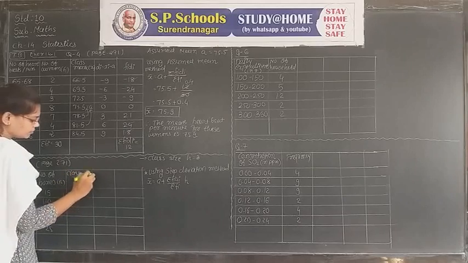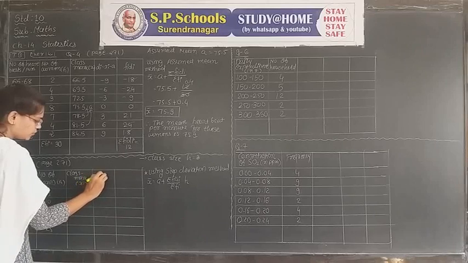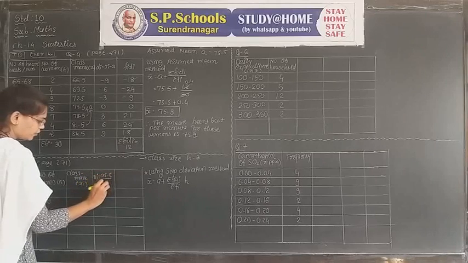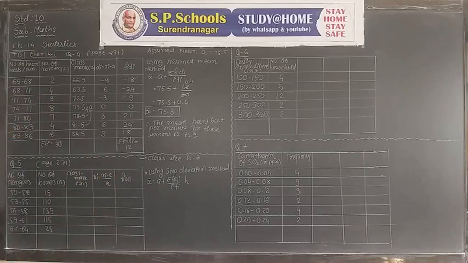Next, the fourth column: since we are using the step deviation method, ui is equal to xi minus a, upon h, and the last column is for fi into ui. To find the xi, add 50 and 52, 102 divided by 2, we get 51. Now add 3 to 51, we get 54. Again add 3, we get 57. Add 3, we get 60. Again add 3 and we get 63.